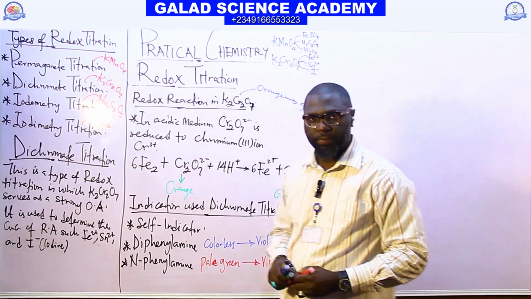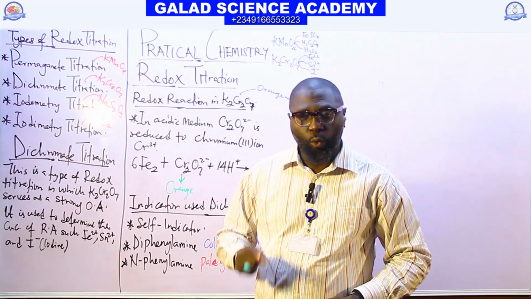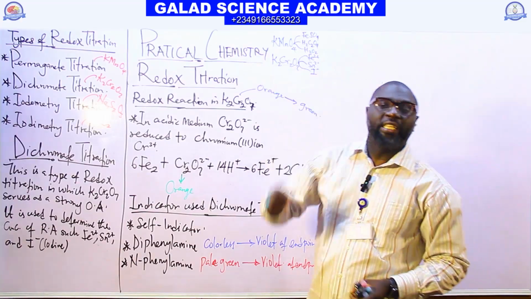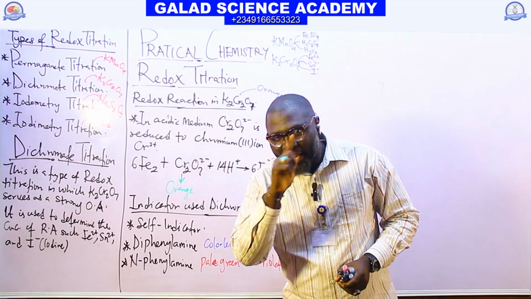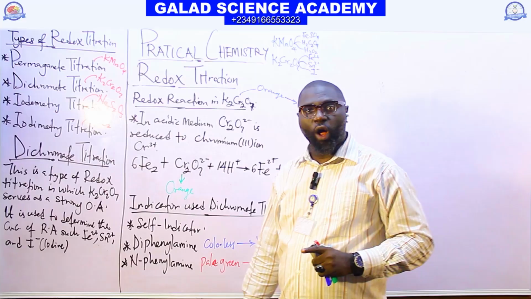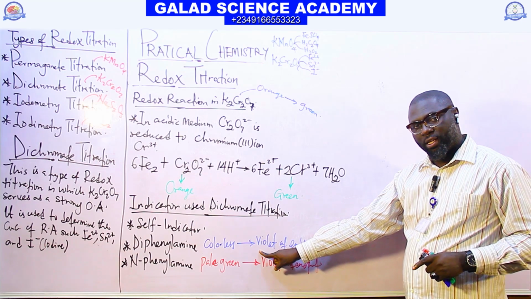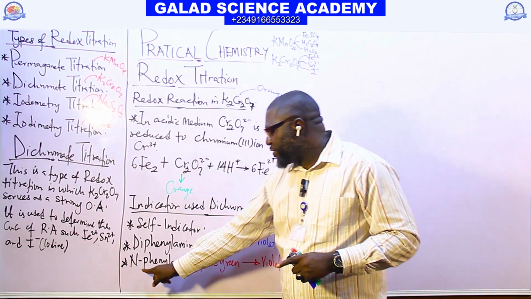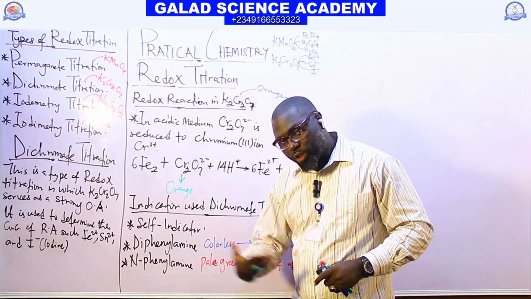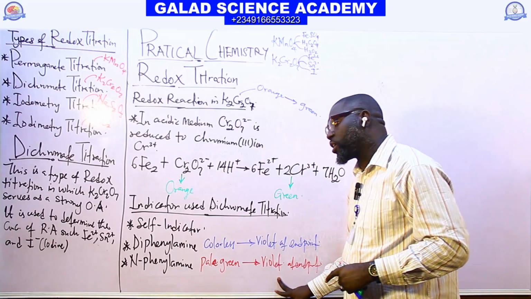Please note this. In K2Cr2O7 titration with tin ions, if diphenylamine is used as indicator, what is the color at the end point? Violet. But if N-phenylanthranilic acid is used as indicator, from the beginning of the titration, it will give us pale green. At the end point, we have a violet color.